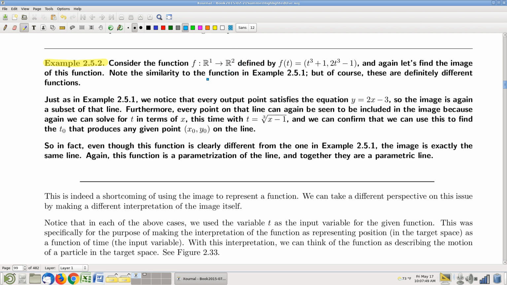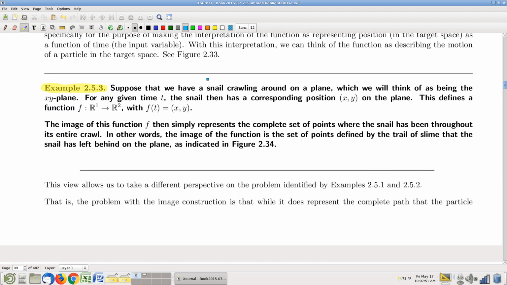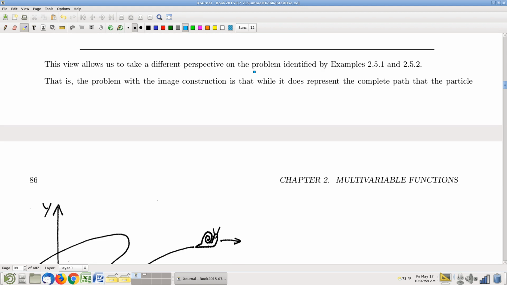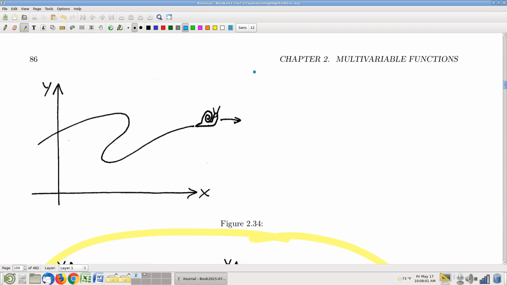So here is an example with that in mind. I like this example of a snail crawling around on a plane, for two reasons. One, it's kind of funny. And here he is. There's a little snail crawling around, and he has a position that depends on time. When t equals 0, maybe he was here. When t equals 1, maybe he was here. t equals 2, taking a hard right turn there, etc.